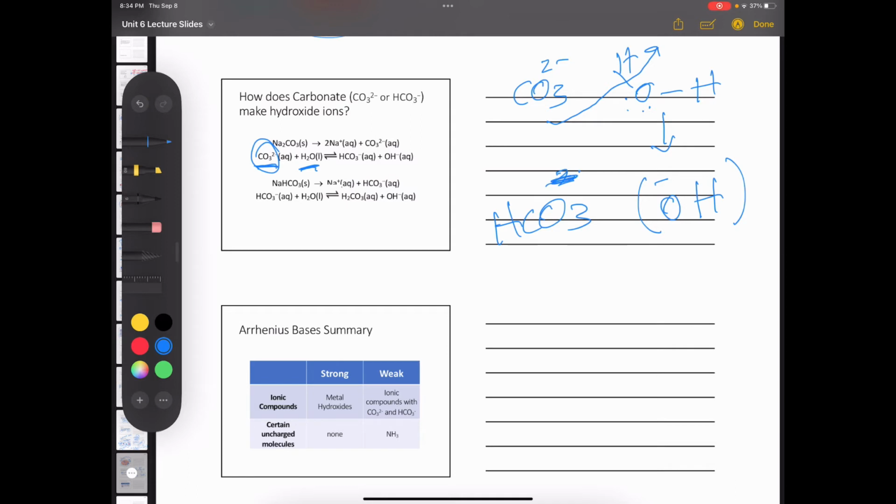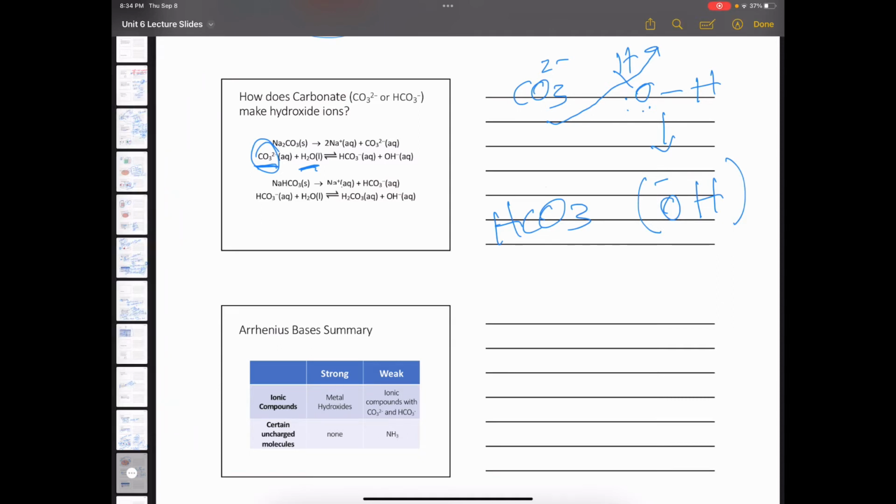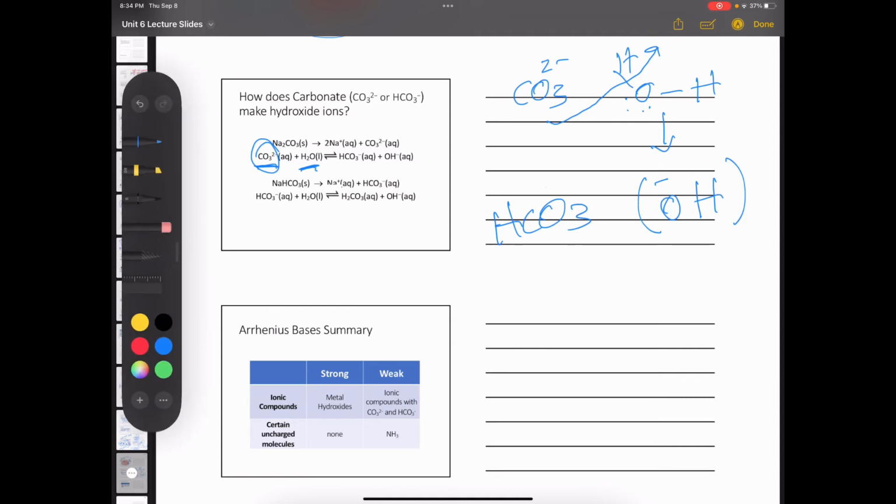Remember, when you add the proton, it's no longer 2 negative because the proton has a positive charge. So my negative charge here will drop by 1 figure. So now it is a negative charge at HCO3. Okay, so the carbonate, same kind of logic here.